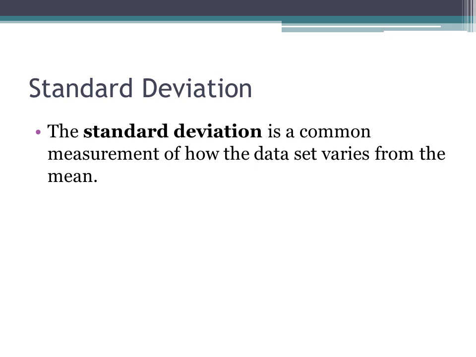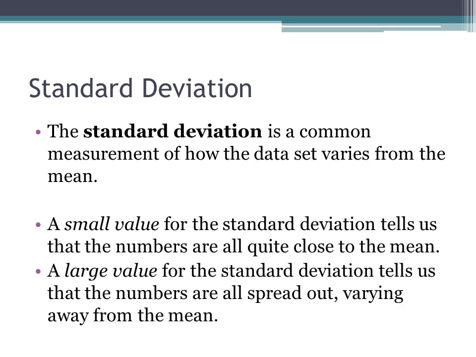Standard deviation is the most common measure of spread. It is a positive number that describes how the data points are spread out with respect to the mean. A small standard deviation says that the points are pretty close to the mean. A large standard deviation says that the data points are pretty scattered away from the mean.